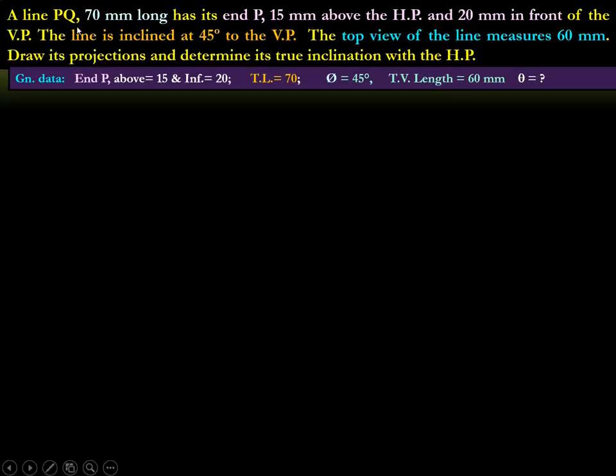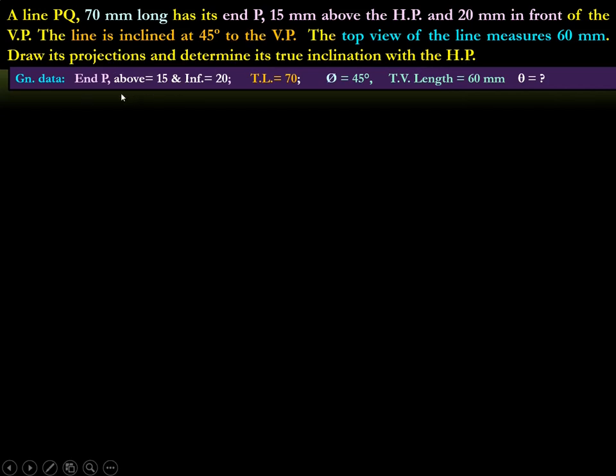A line PQ 70 mm long has its end P 15 mm above the horizontal plane and 20 mm in front of the vertical plane. The line is inclined at 45 degrees to the vertical plane. The top view of the line measures 60 mm. Draw its projection and determine its true inclination with the horizontal plane.